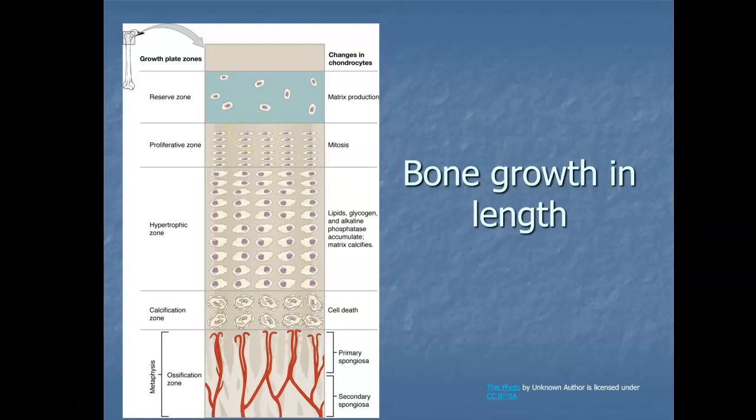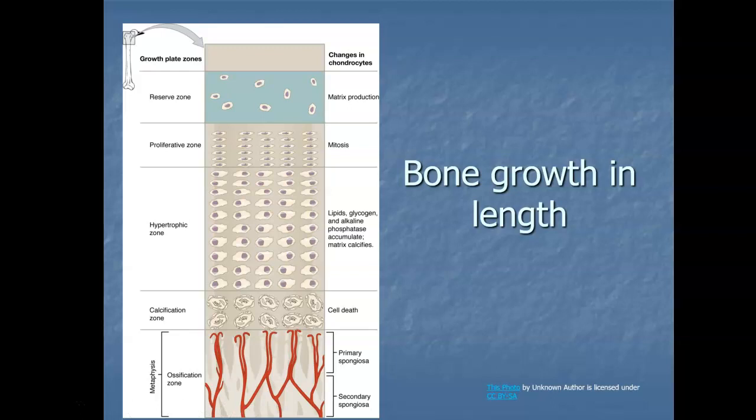In the proliferative zone, it's the next layer towards the diaphysis. Okay, so this would be going towards the shaft of the bone. It's going to contain stacks of chondrocytes, and its job is to make new chondrocytes, going through the cell cycle and mitosis, to replace those chondrocytes that die at the diaphysis end of the plate. So its job is to make new chondrocytes.